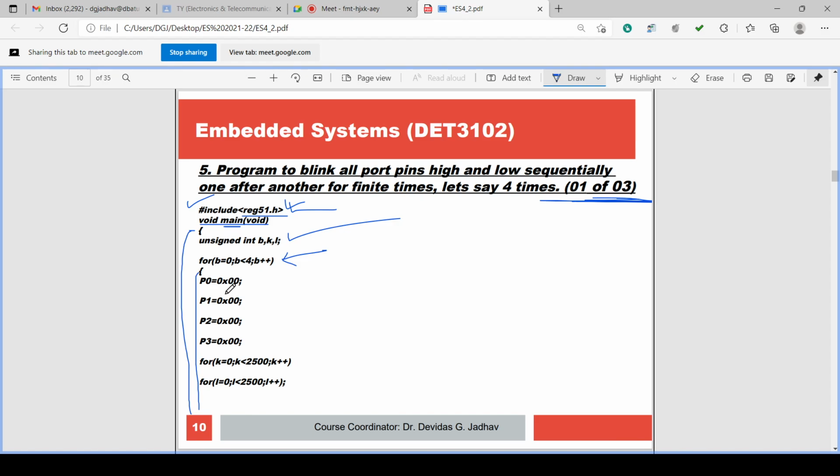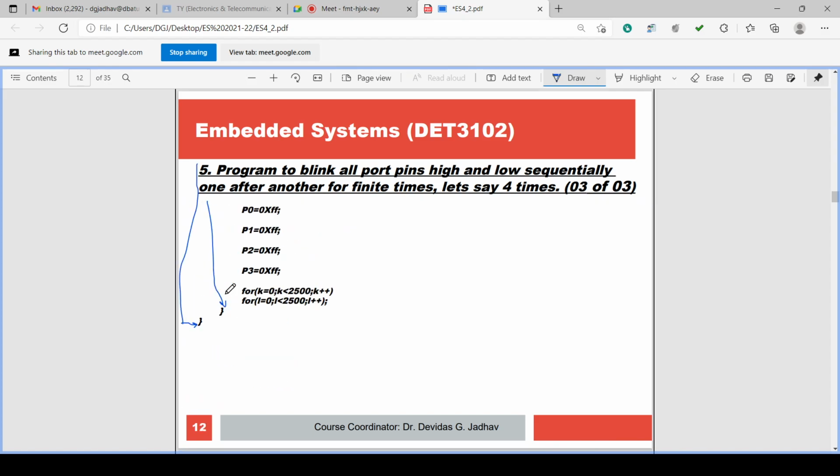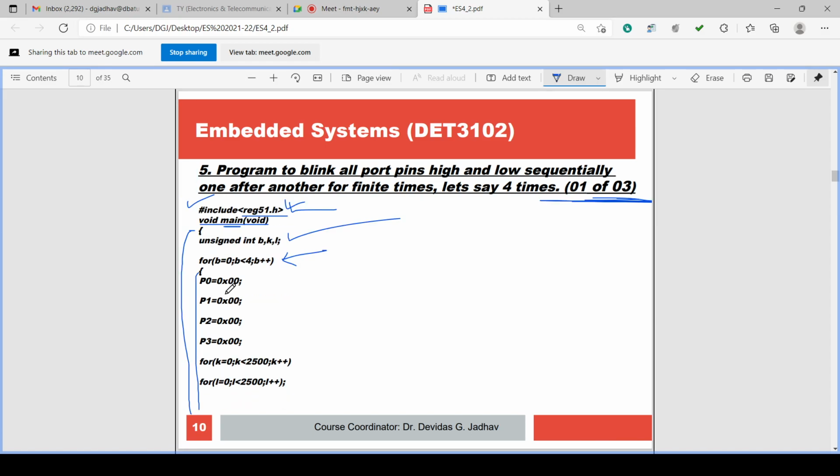Okay. Remaining all the program is same. Remaining all the program is same. If you check, okay, I think you now have got the logic. What is the logic? The statement is: program to blink all 4 port pins high and low sequentially one after another for finite times, let's say 4 times.